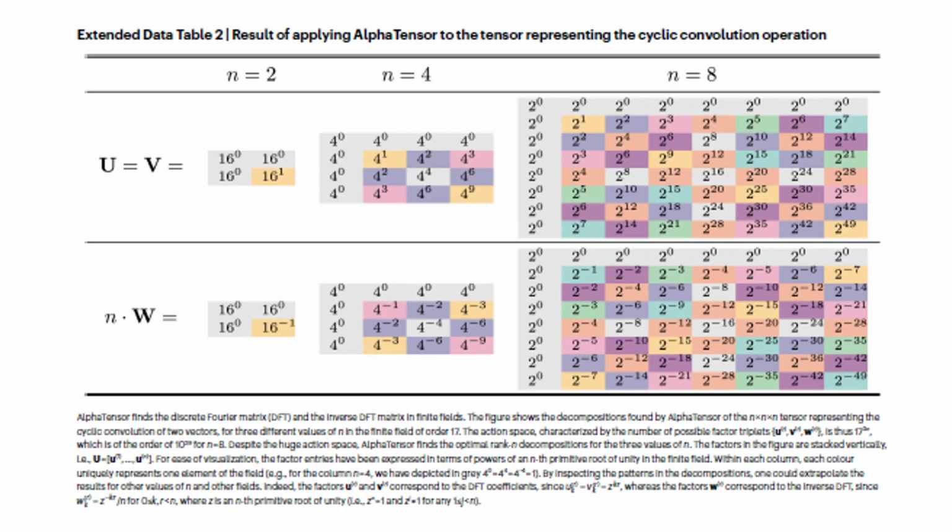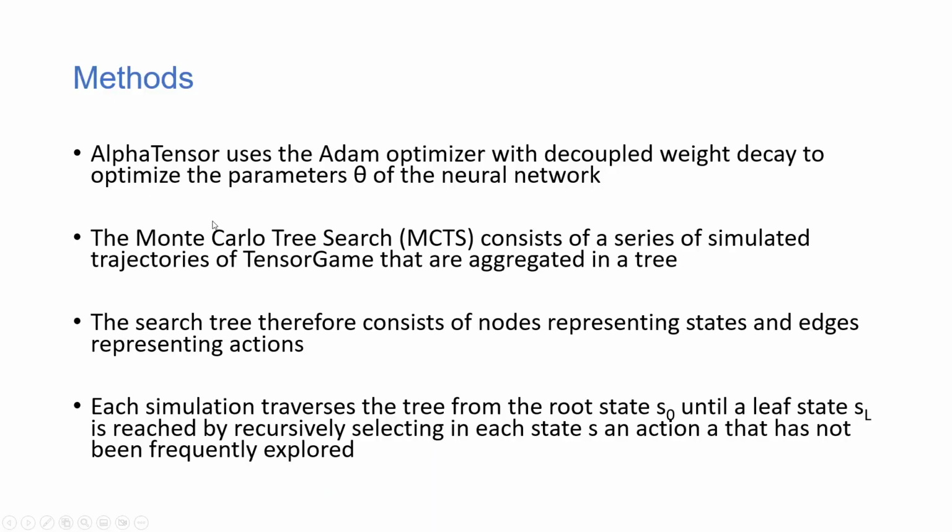It was mentioned in the paper that this strategy of reinforcement learning is not only good for matrix multiplication, but can be applied to other problems as well. And here it shows the cyclic convolution operation, in which it finds the discrete Fourier transform and the inverse discrete Fourier transform in finite fields. So that's another application of this. They didn't give much detail about this.